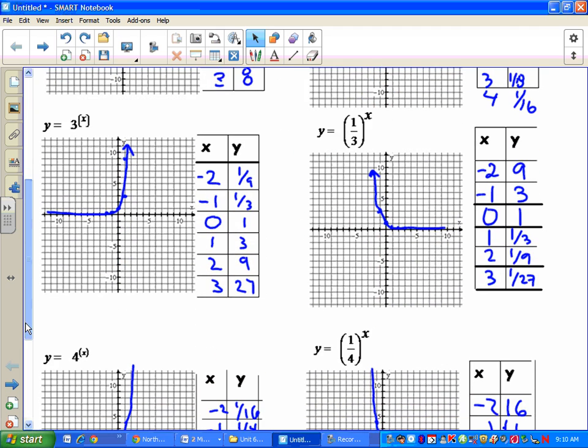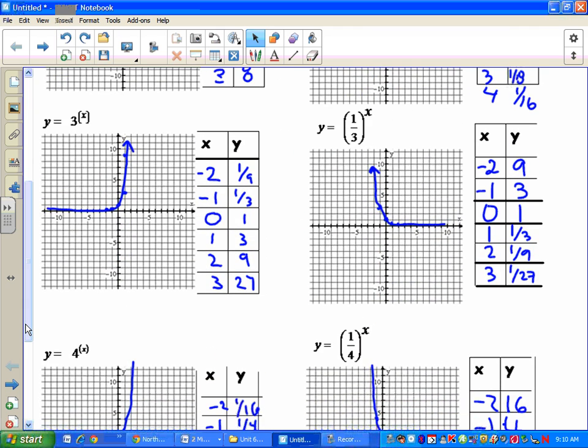Did everybody get this on? You see it's the same asymptote? Dash in all the asymptotes. Do you agree that the 1/3 is a reflection over the y-axis of the one with the base of 3?